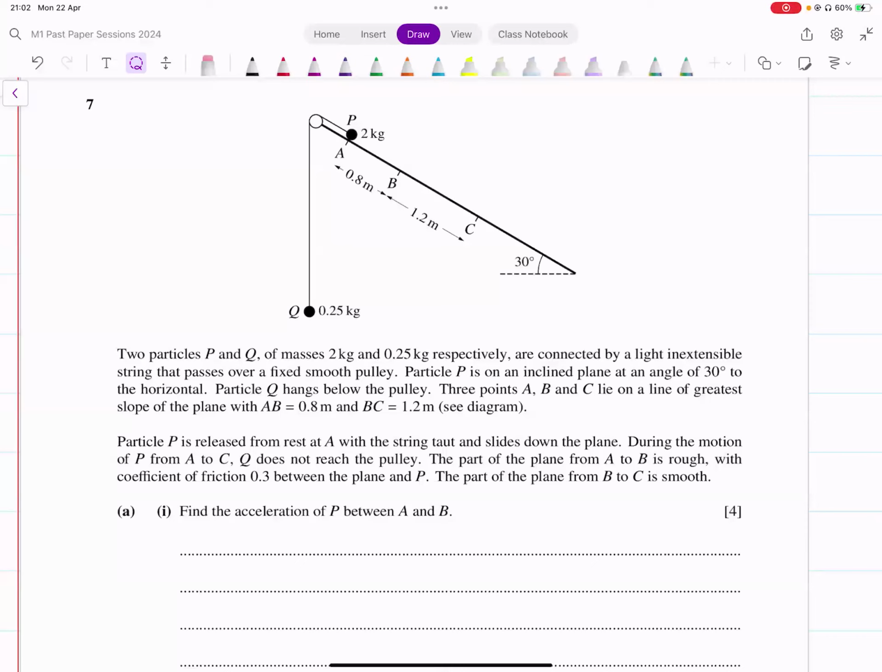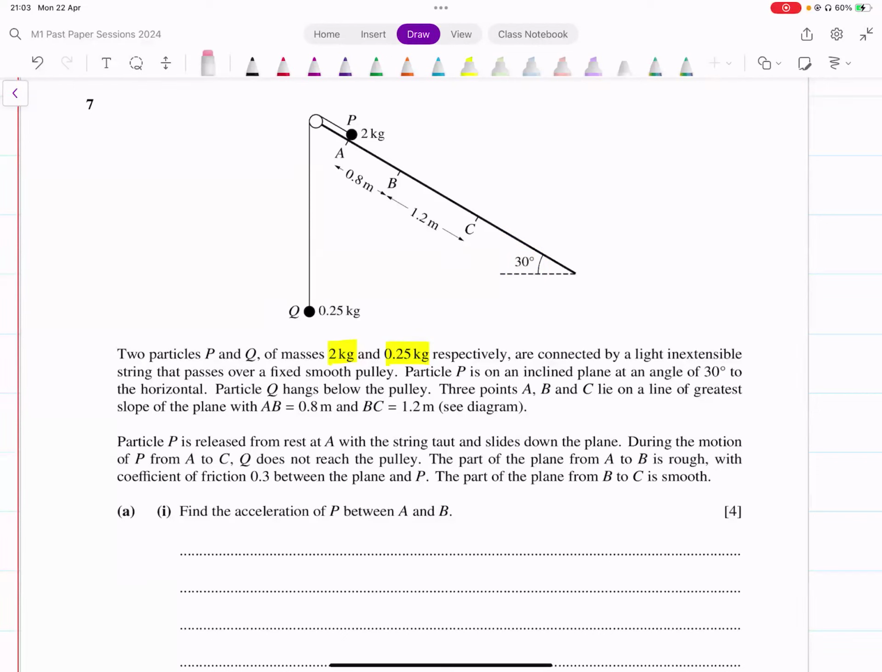Question number 7. Let's try this. It says two particles P and Q of masses 2 kilograms and 0.25 kilograms respectively are connected by a light inextensible string that passes over a smooth fixed pulley. Particle P is on an inclined plane at an angle of 30 degrees. You can see that this angle is 30. We've got their masses given, 2 kilograms and 0.25 kilograms. Particle Q hangs below the pulley. Three points A, B, and C are on a line of greatest slope of the plane, and AB is 0.8 meters.